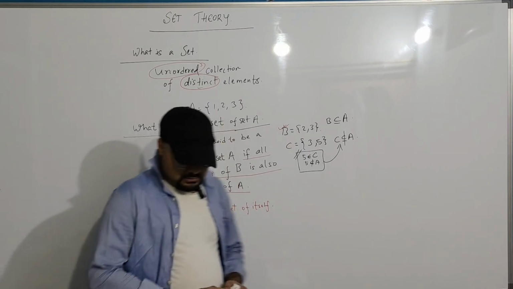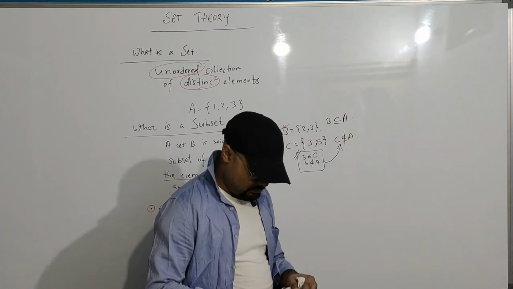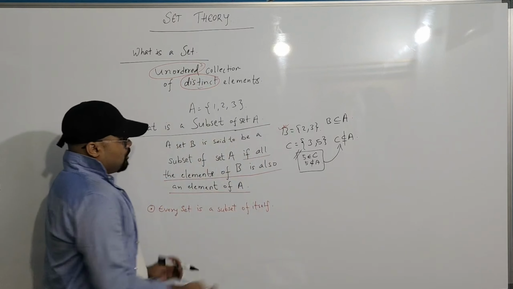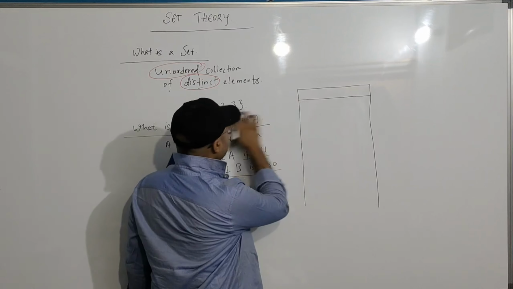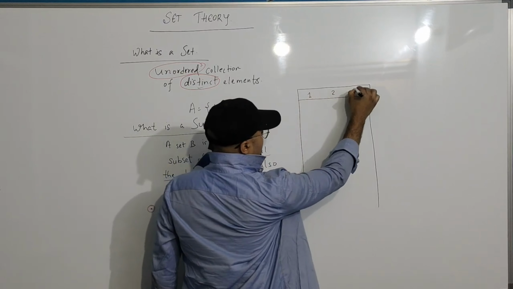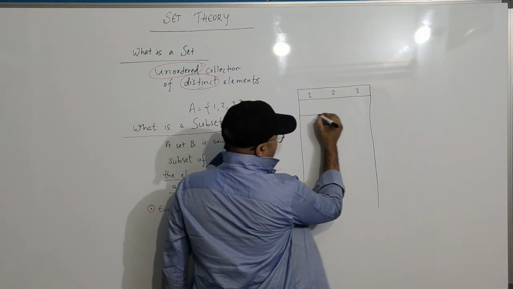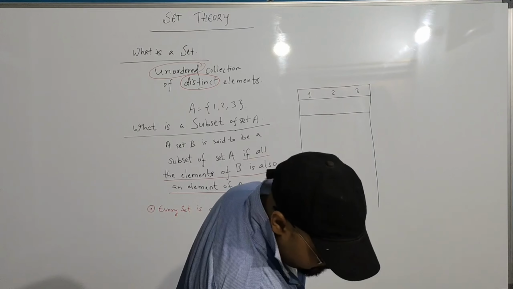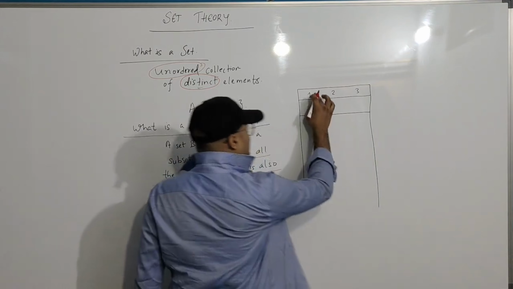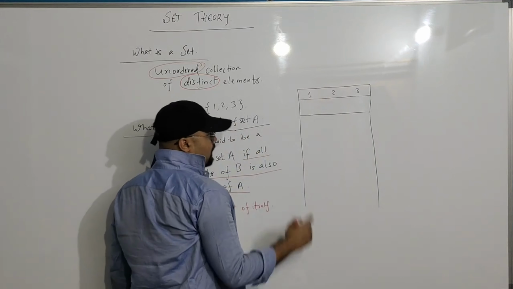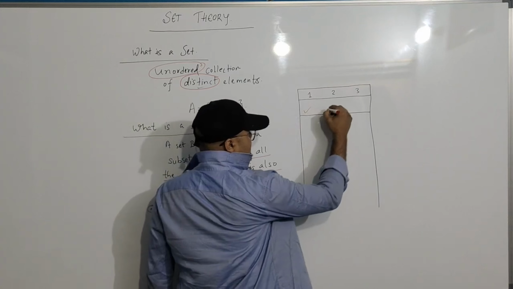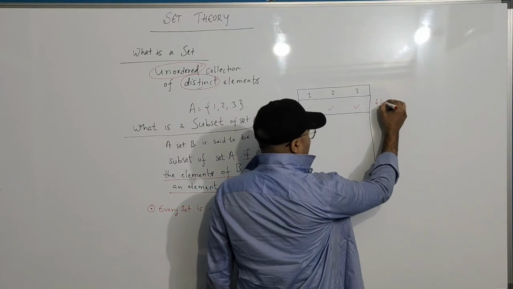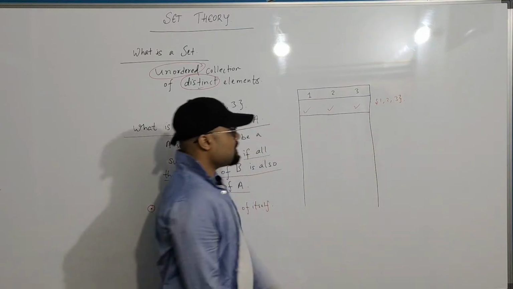So let me write all possible subsets of A. The elements of A are 1, 2, 3. Now I know one of the subsets is the set itself, and that is when we choose all of the elements to be elements in my subset. Then what we get is the set 1, 2, 3, which is nothing but the set itself.